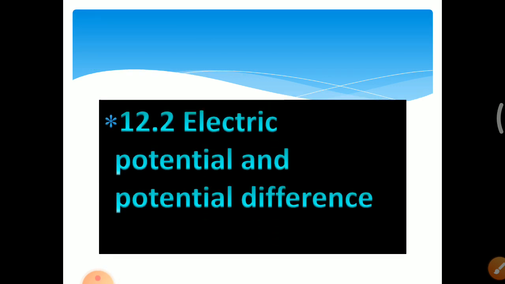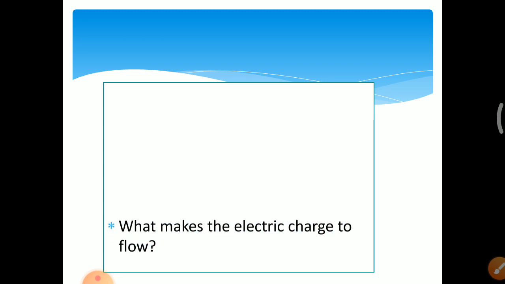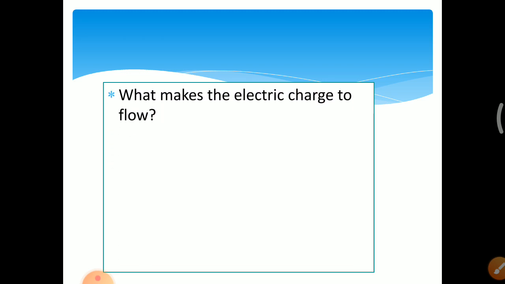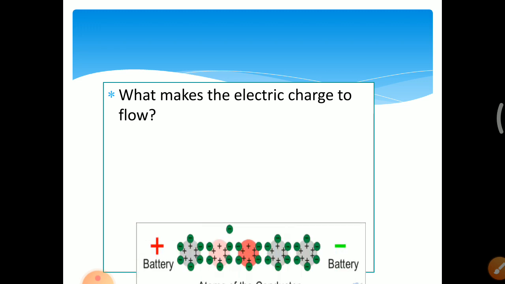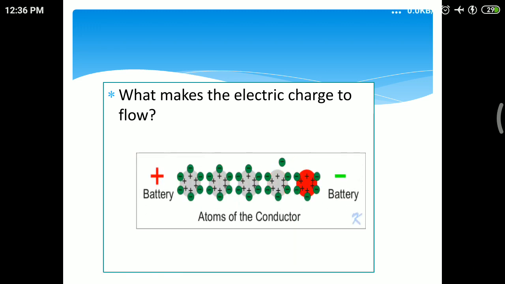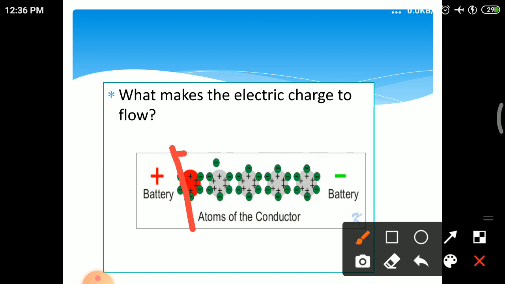Now we are going to see today's topic, 12.2 electric potential and potential difference. What makes the electric charge to flow? Look at this diagram. This is a conductor.